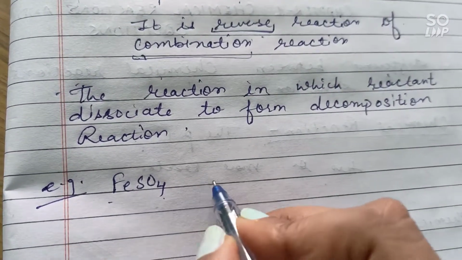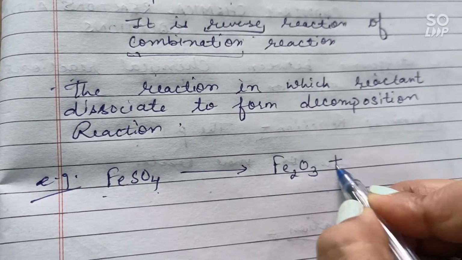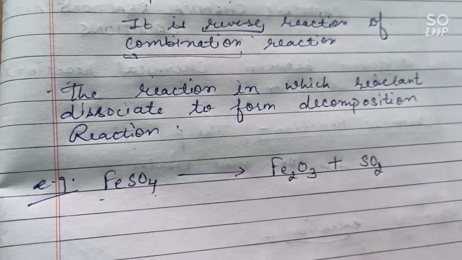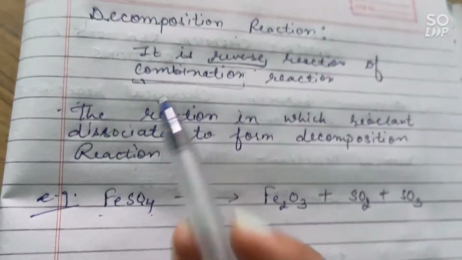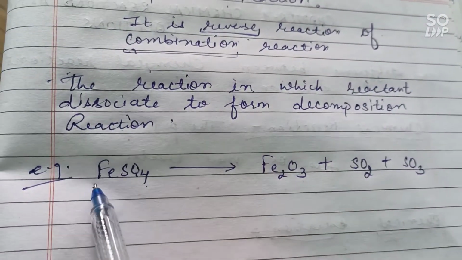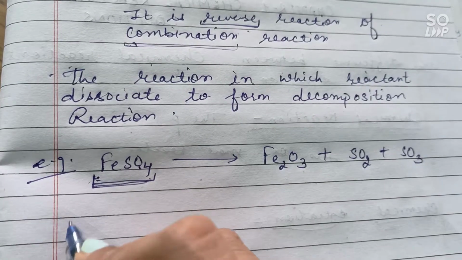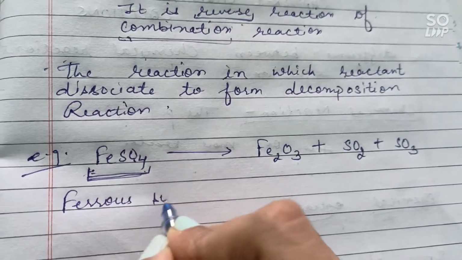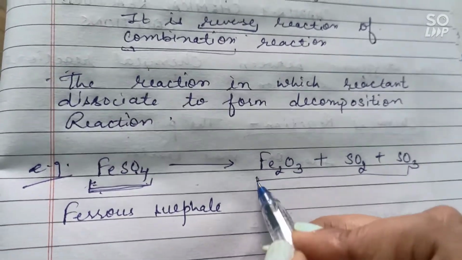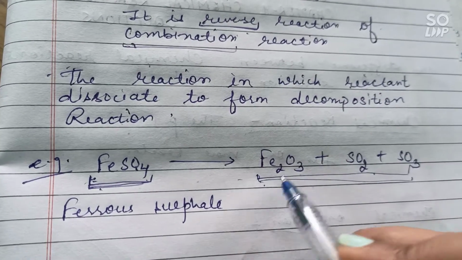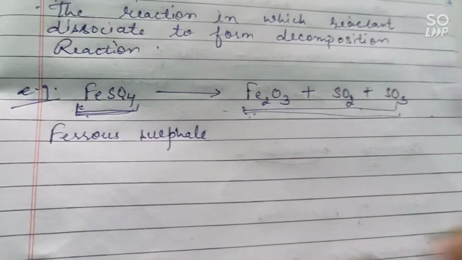Now the example of a decomposition reaction is FeSO4, that is ferrous sulfate, giving ferric oxide plus sulfur dioxide plus sulfur trioxide. This is the example of a decomposition reaction. In this reaction, one reactant, ferrous sulfate, dissociates, decomposes, to form 3 products. So this is an example of a decomposition reaction. Is it clear to you?